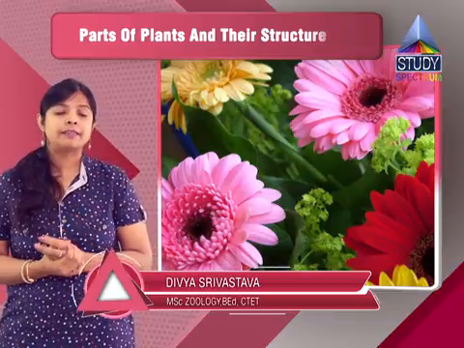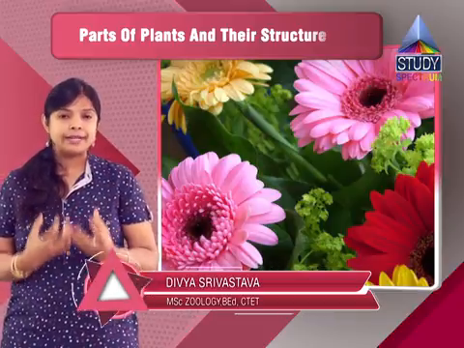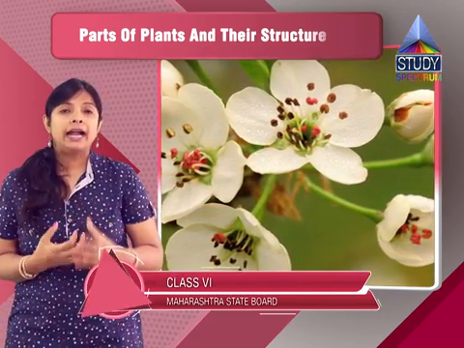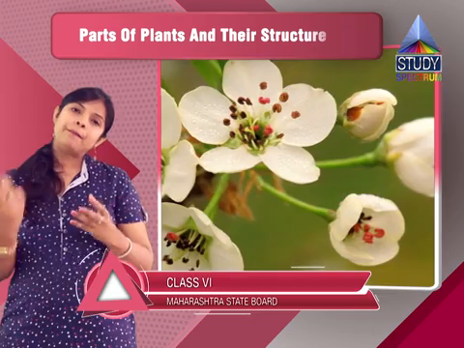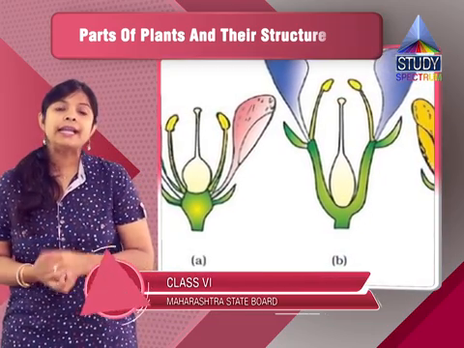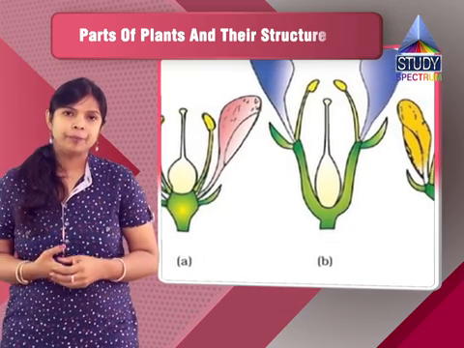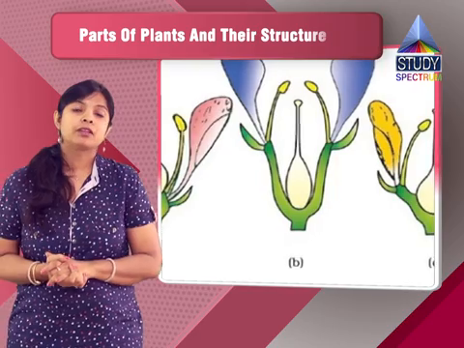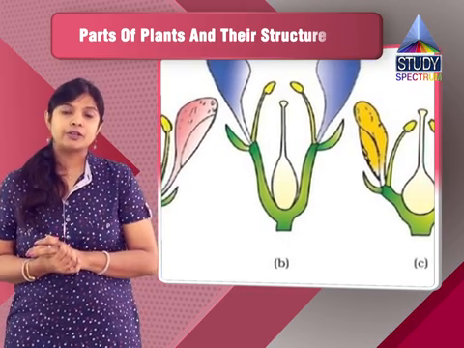Now what is the role of the thalamus? It supports the petals and other parts of the flower. And so now if we talk about the parts of a flower, the main four parts of the flower are calyx, corolla, androecium and gynoecium. So what are the calyx and corolla?